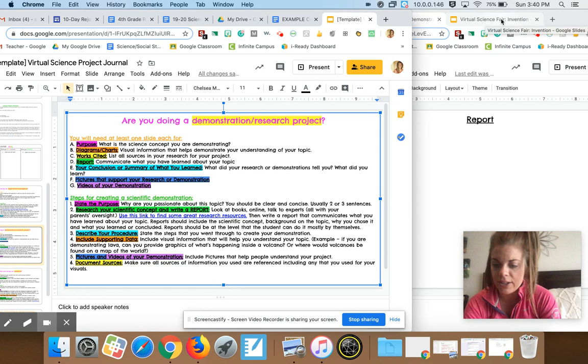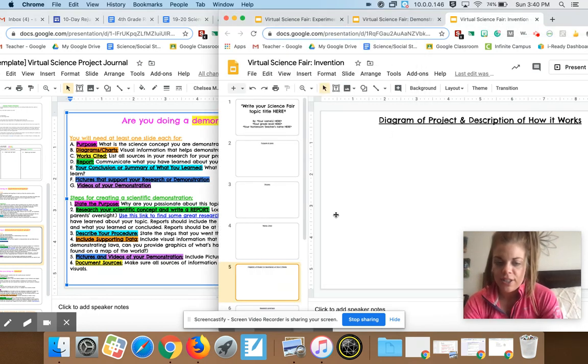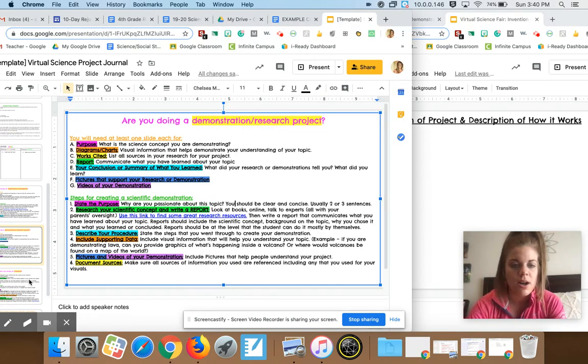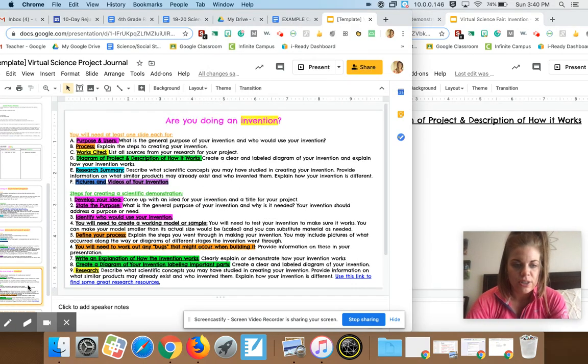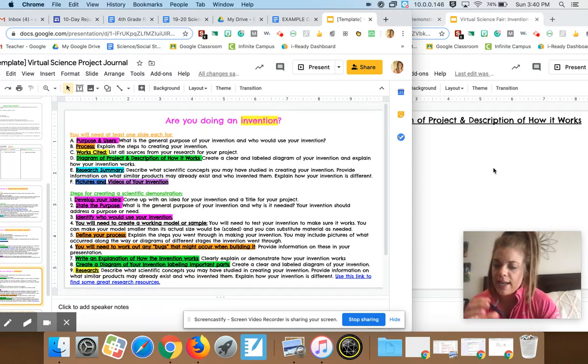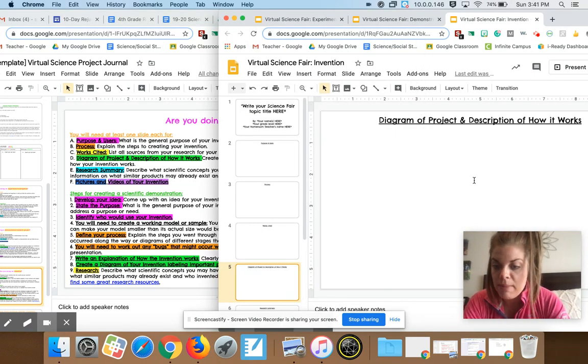Okay. All right, so if you're doing an invention, on your slide 5 here, you're going to have a diagram of your project and a description of how it works. Okay, so let me flip over to this slide over here, to your invention directions, and we're going to look at the green highlights here. Okay, so you're going to create a clear and labeled diagram of your invention and explain how your invention works. So what I would recommend for this slide is that you actually take a picture of your design, and you could either make a diagram on paper and upload that picture here, or what you could do, I know you guys have been using the drawing tool in math.